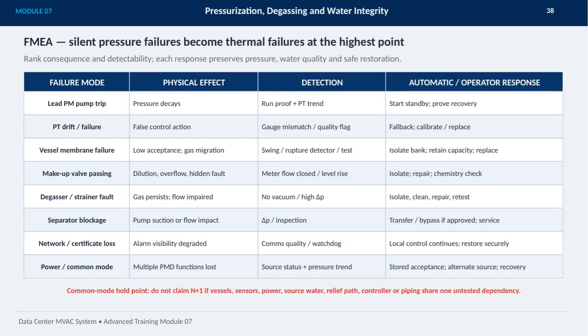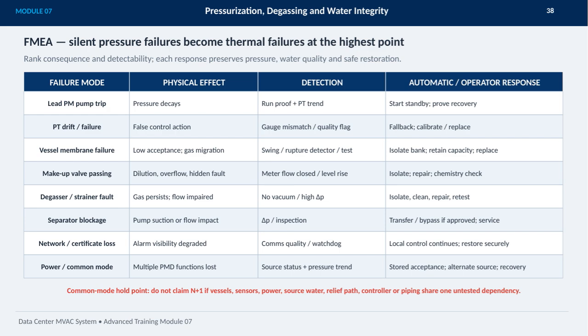On this slide, we focus on the failure modes and effects analysis, or FMEA, specifically for the pressurization, degassing, and water integrity in data center MVAC systems. It's crucial to understand that silent pressure failures often turn into thermal failures at the highest point of the system. Each failure mode listed here, from lead PM pump trips to power or common mode issues, impacts physical system effects like pressure decay or gas migration.